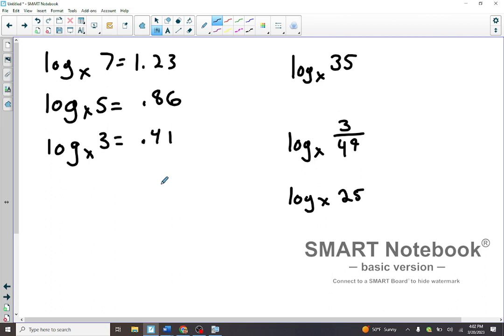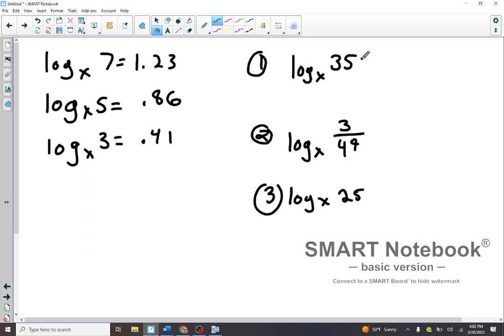In this situation, I'm giving you 3 made-up logs. I put log base x to represent that it's some mystery number. So log base x of 7 is 1.23, log base x of 5 is 0.86, log base x of 3 is 0.41. The question would be, what is log base x of 35? Well, you don't know what the base is, so I can't use the change of base formula.